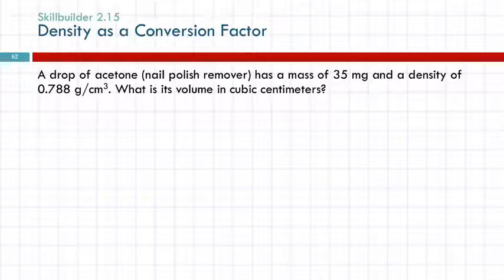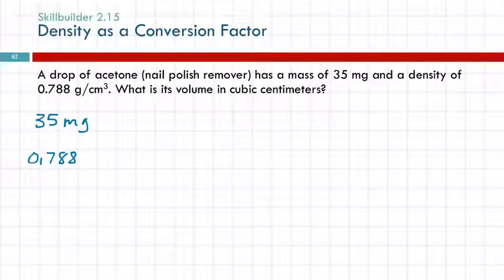So let's continue practicing density as a conversion factor. A drop of acetone, nail polish remover, has a mass of 35 milligrams and a density of 0.788 grams per cubic centimeter. What is its volume in cubic centimeters? So get those numbers. 35 milligrams, 0.788 grams. Write that as a vertical fraction. This is a conversion factor. If you write it horizontally, you sometimes overlook that. It's a vertical fraction, grams divided by cubic centimeters.